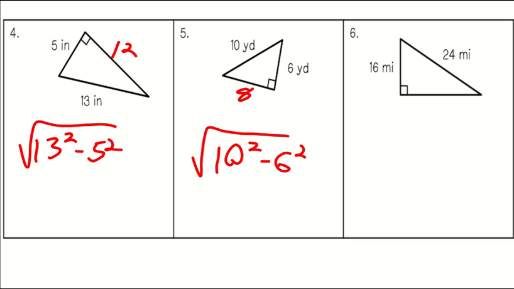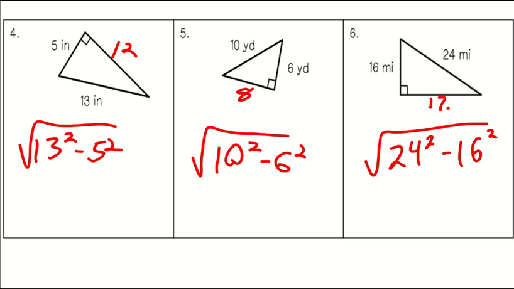17.9. All right, all 3 of these, we're trying to find a leg. We're trying to find one of the sides touching the right angle. So we need to subtract. Square root of 20 squared minus 16 squared. That gave us 17.9. You added.